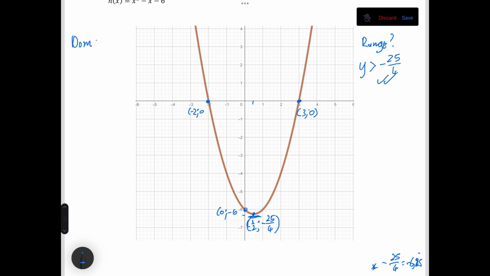Let's determine the domain. We know that this will be on the x-axis. So this one continues infinitely, and we can simply state x is an element of the real numbers because it moves all the way to the right, all the positive numbers and all the negative numbers. And there we go.